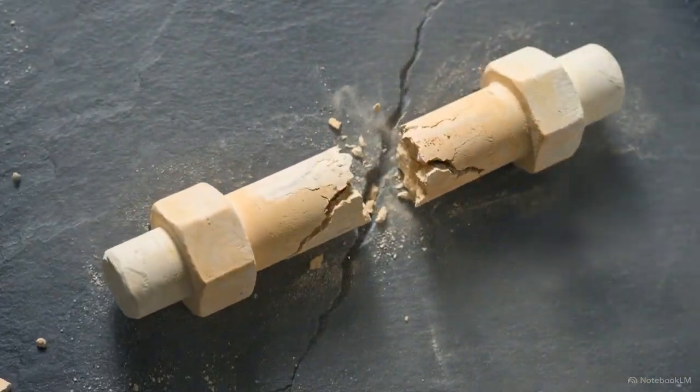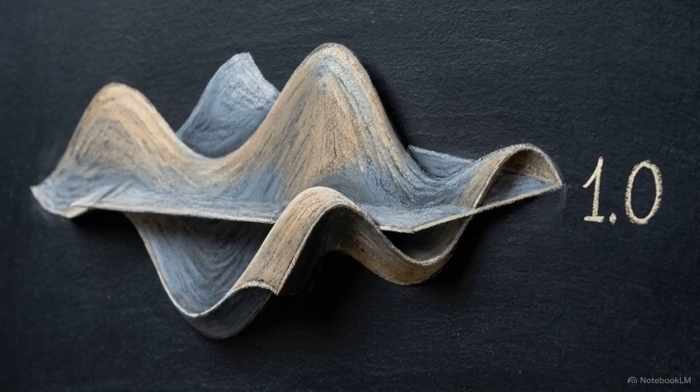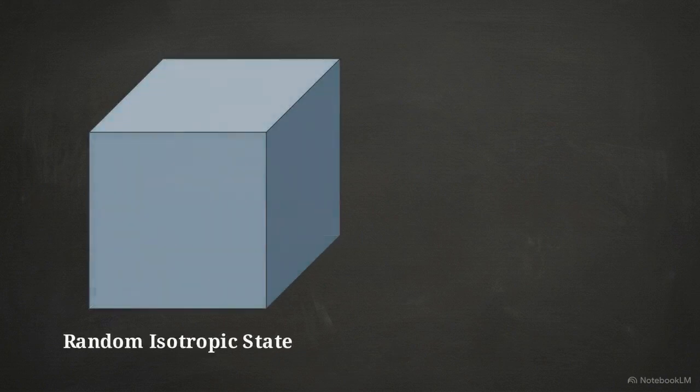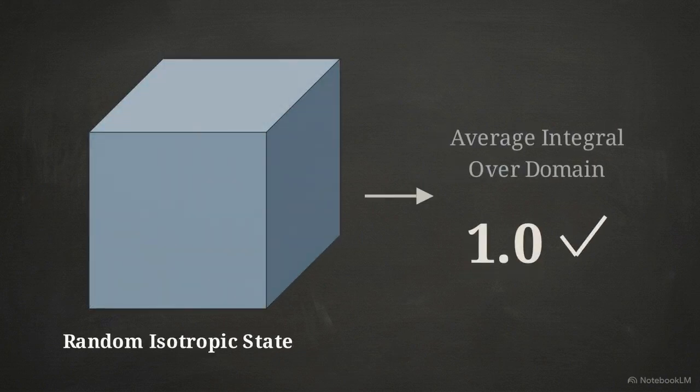material's structural properties. Once the space is geometrically corrected, the entire orientation distribution function must be mathematically normalized across its full domain to establish a baseline. The primary rule of this normalization is that in a perfectly random isotropic material state, the average integral over the entire defined space must equal exactly 1.